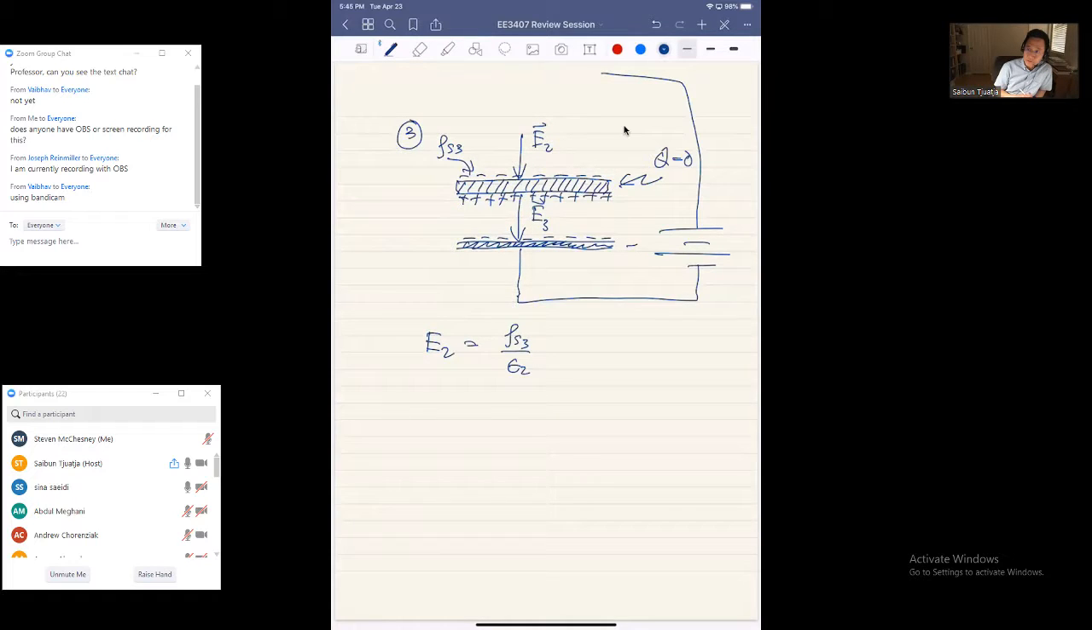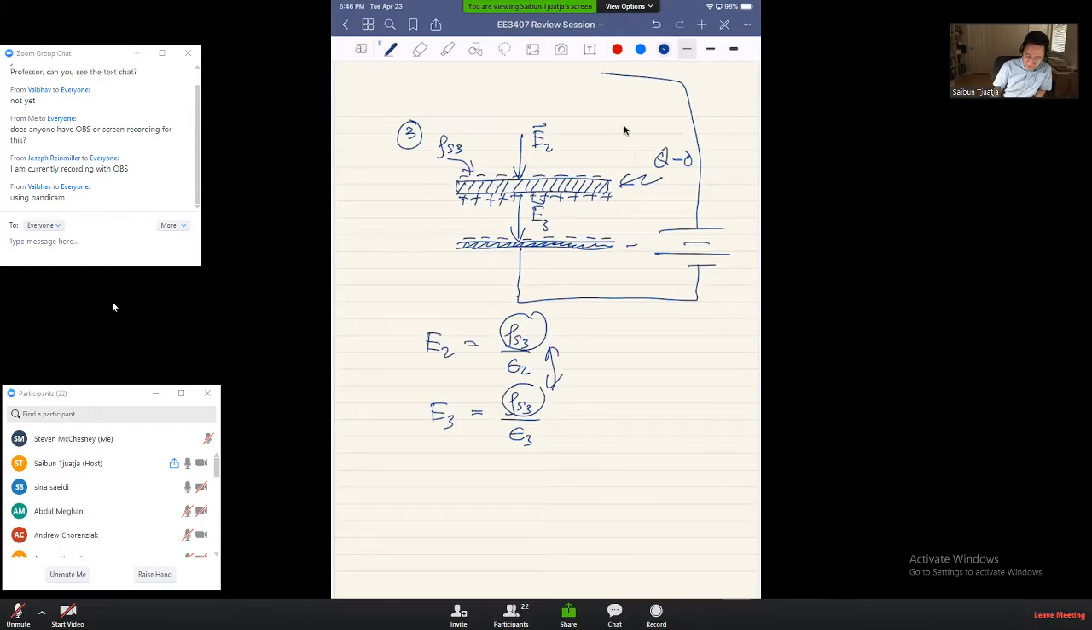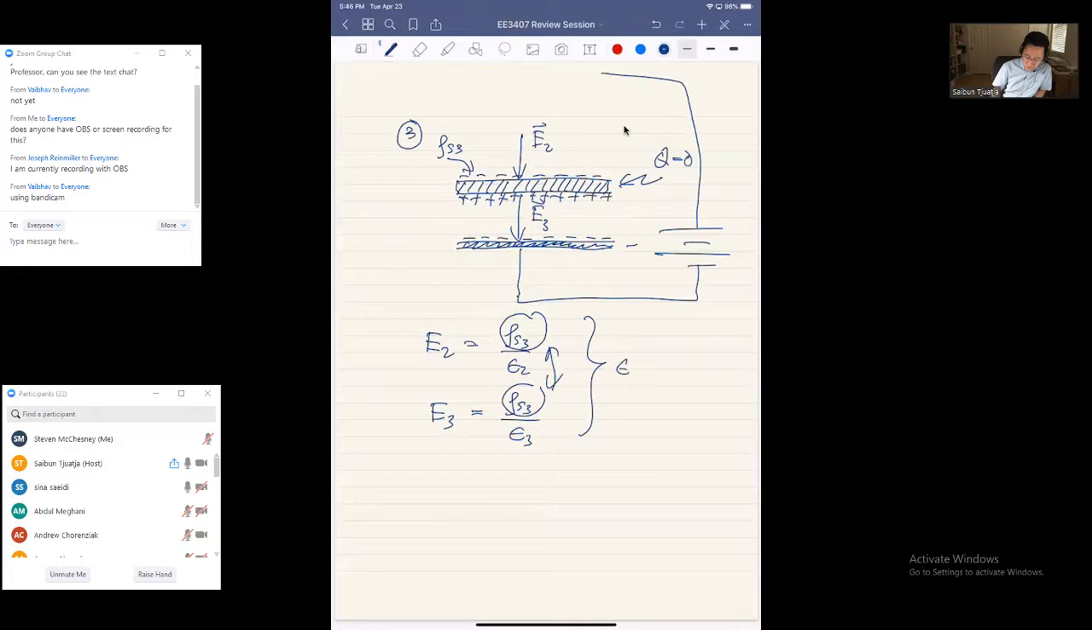Any questions? Now, if we look at the bottom part, the E3, the direction is already taken care of because it's a positive charge. That will be equal to, because it's the same charge, still rho S3 divided by epsilon 3. Now, this rho S3 and this rho S3 are the same amount, with opposite sign, which we already account for in terms of the direction of the E. Therefore, what it tells us is that epsilon 2 E2 equals epsilon 3 E3. Any questions?